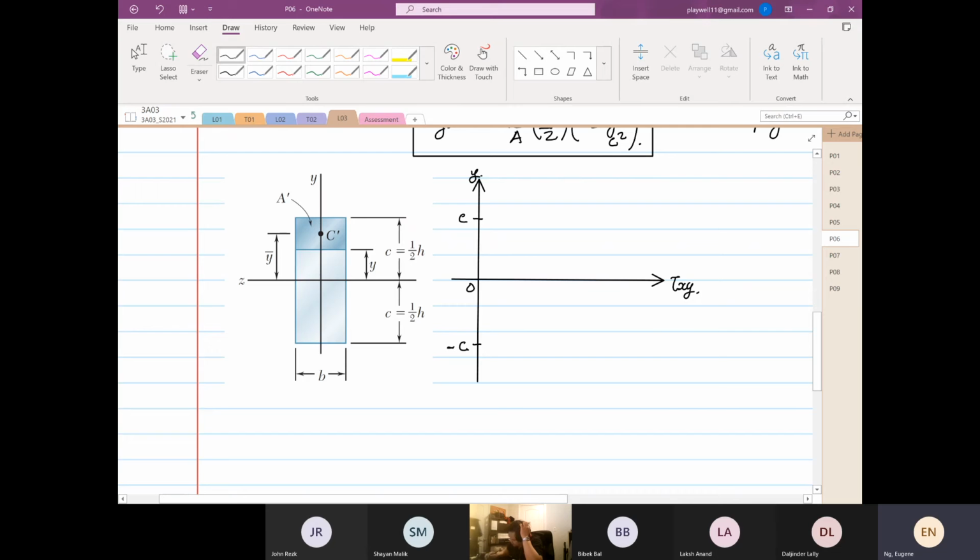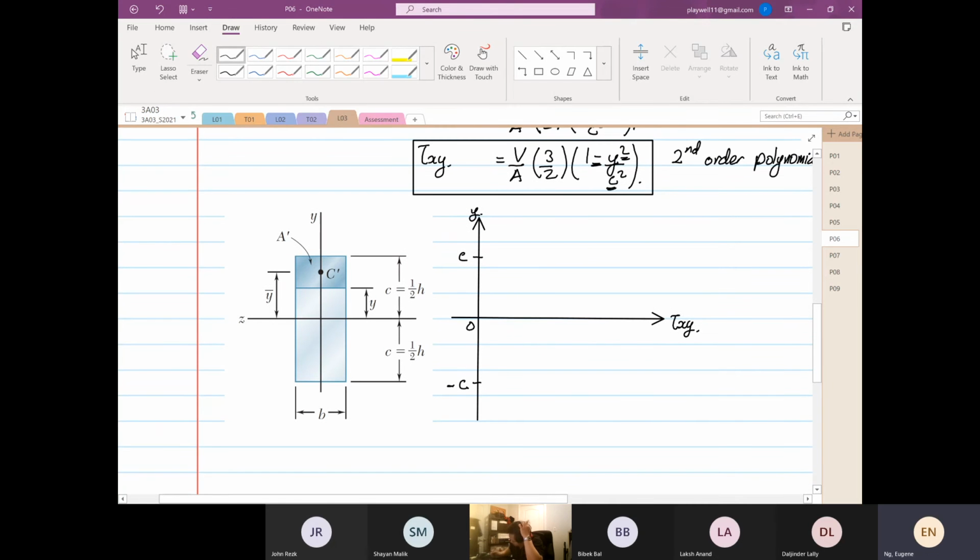Be negative C, but because it is squared, it does not matter. Okay, you have this expression over here. So this is known as our shear stress distribution. And at this point over here is where we have our tau max.